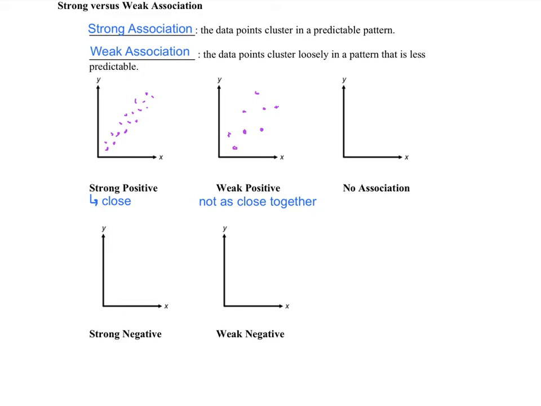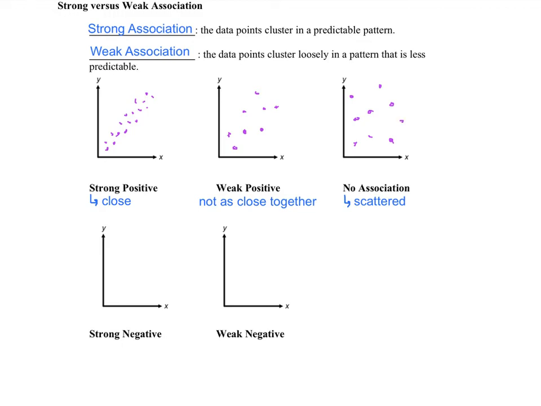The next is no association, and this is when the scatter plot is scattered. Our coordinates are scattered. The data is not related whatsoever. There's no correlation or association. And it looks like that.